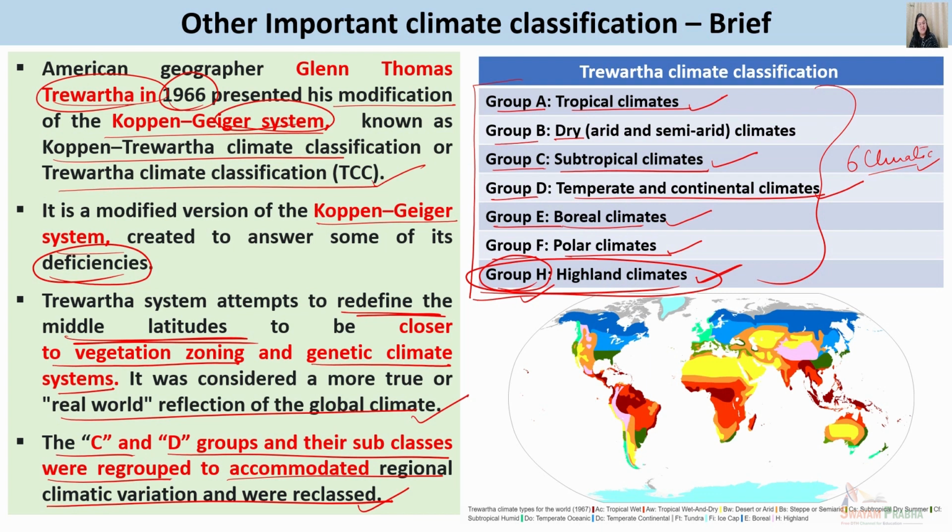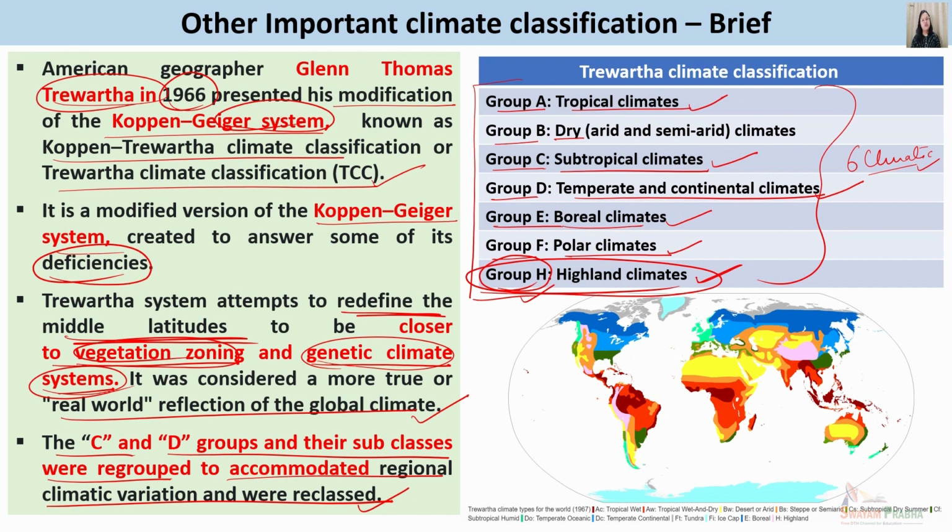So you can see that Trewartha's scheme was much more of an extension of the Koppen-Geiger climatic system and presented a much more realistic picture. It was kind of a hybrid, where at one point it was closer to vegetation zonings and genetic climatic systems also. So it was better reflecting the real world climatic conditions.